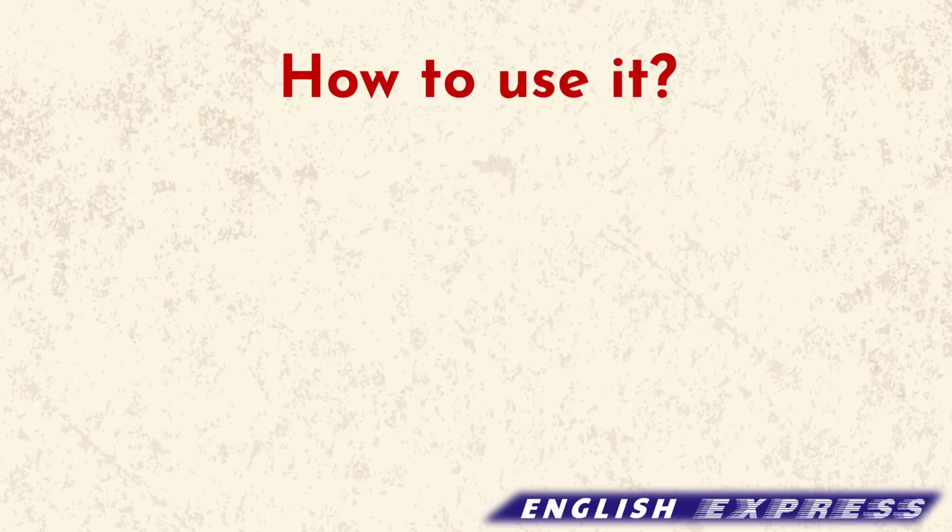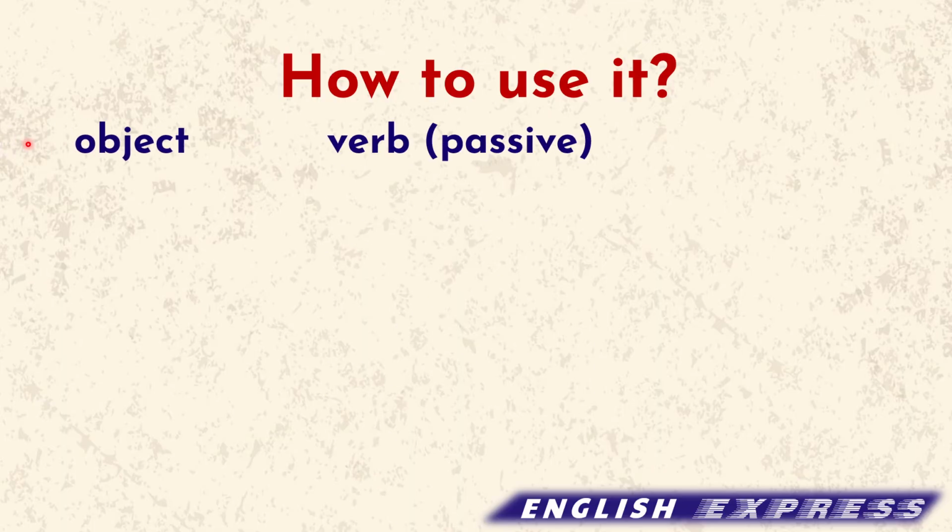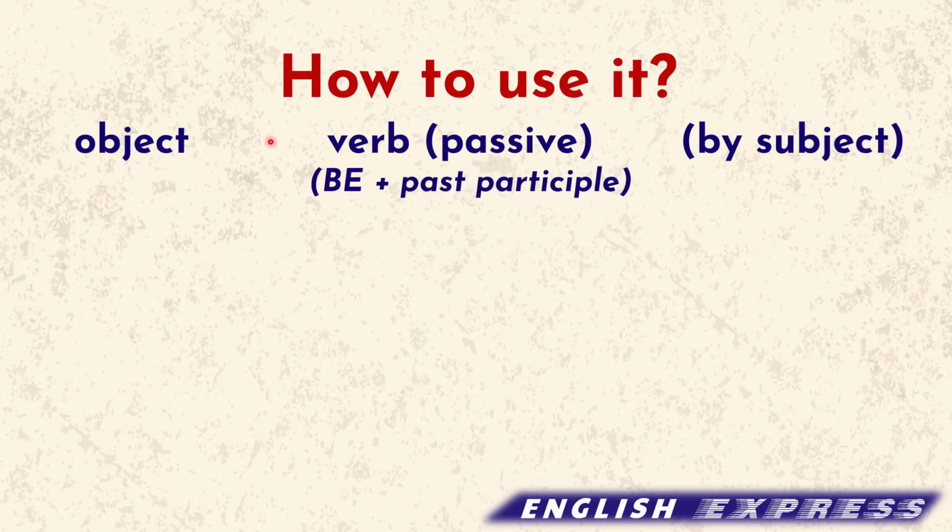Very important how to use it. When we want to build a sentence with a passive, we need first of all an object, then the verb in the passive, and then the subject, which is sometimes not required. By the way, the verb in the passive means that we need the verb to be and a past participle, or if you want, a third column. And yes, the verb to be can be in any tense that we need, depending on if we're talking about the past, the present, the future, etc.